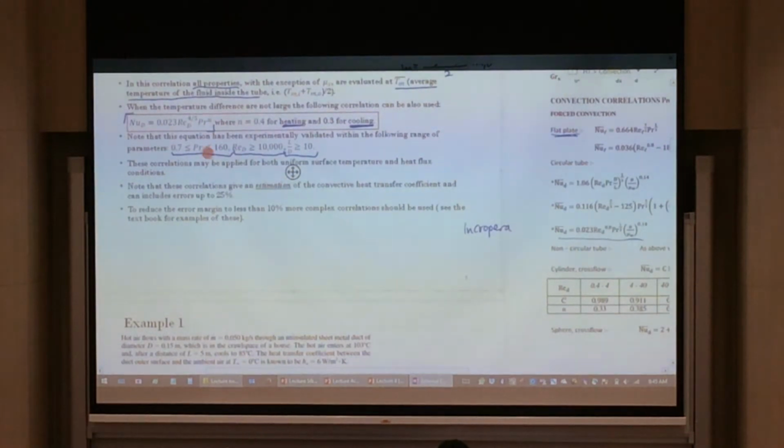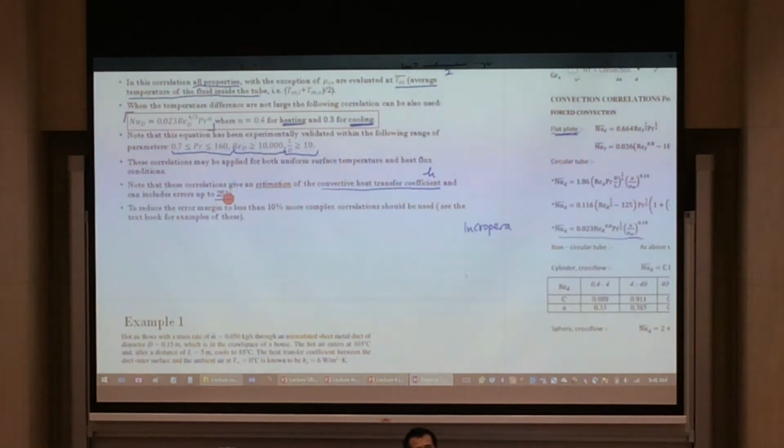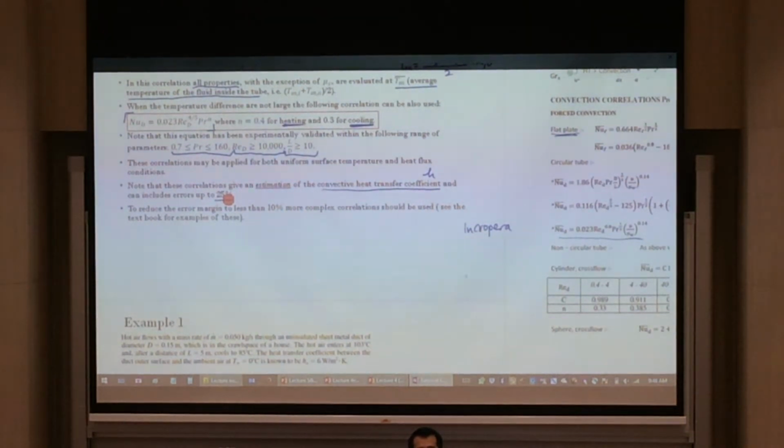So since it's so dynamic, how do we go about having a good correlation estimation for the convection heat transfer coefficient H? Usually, we will find that it would include error up to 25%. Now, I often tell students that fluid dynamics and heat transfer is an art. Why is that? It is an art.